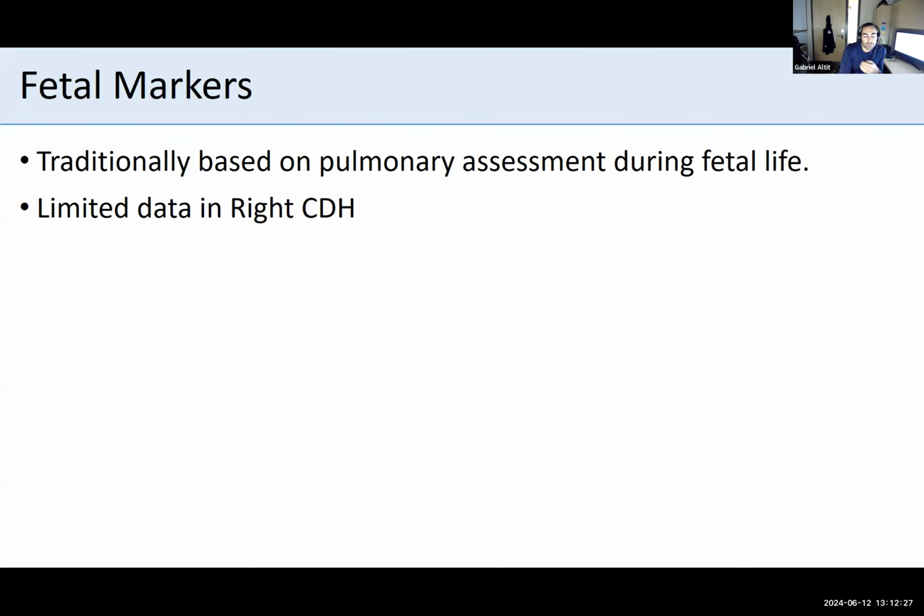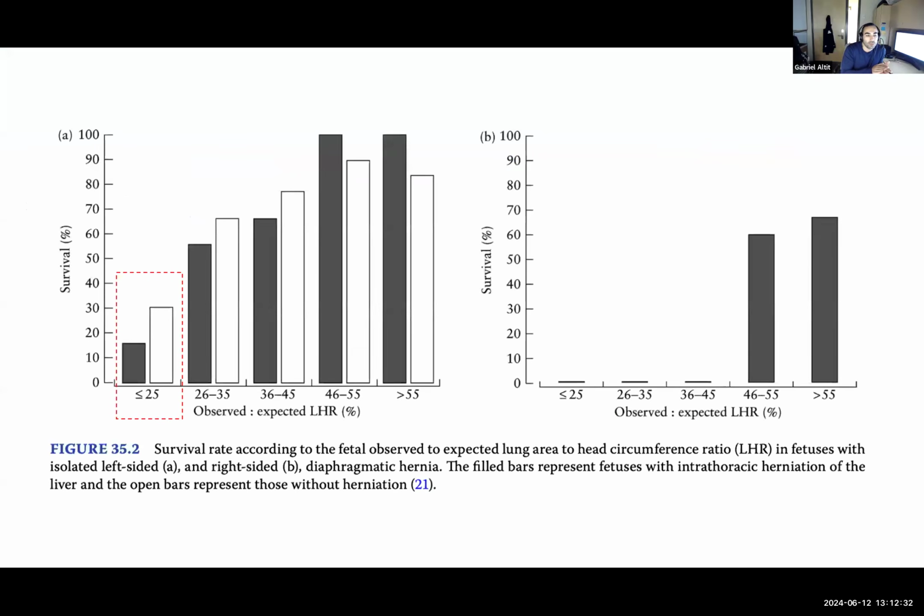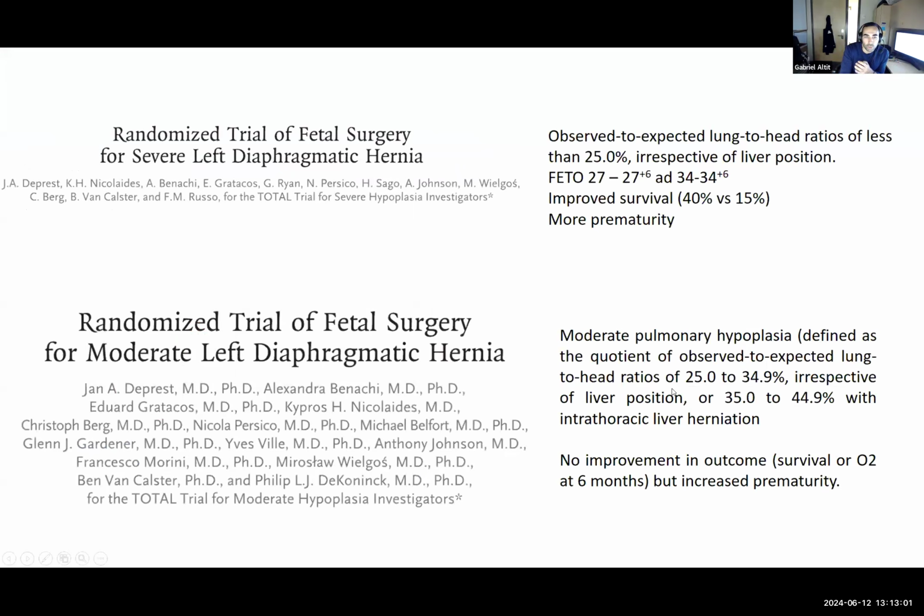There's been a lot of work done on pulmonary assessment and very limited data on right CDH. But up to now, one of the markers that's been the most used is obviously the observed to expected LHR, with lower levels predicting more risk for adverse outcomes such as mortality, long hospitalization, or requirement for extracorporeal support. And you can see that values less than 25 in left CDH, or less than 45 in right CDH, tend to confer less survival.